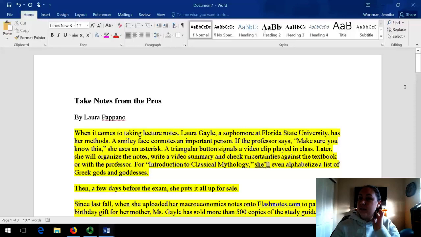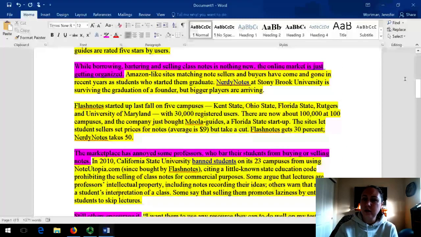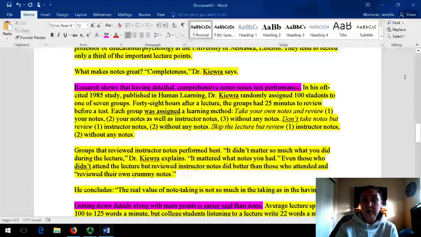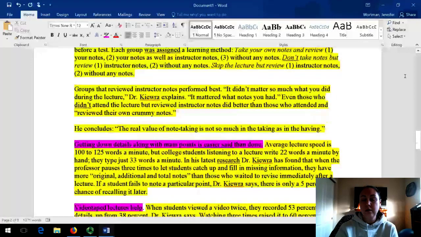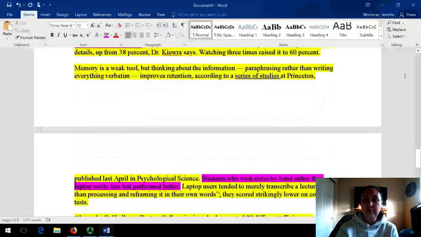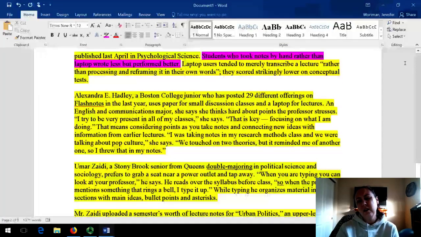So I'm going to go back and start looking at the main ideas. There's this note about online note marketing becoming popular. Some professors are for and against it. The demand for notes is there. Research shows that having notes raises test performance. It's hard to get the details down when you're taking your own notes. Videotaped lectures can help with that. You get more out of taking notes by hand than on a laptop. And then not all students are going to share.